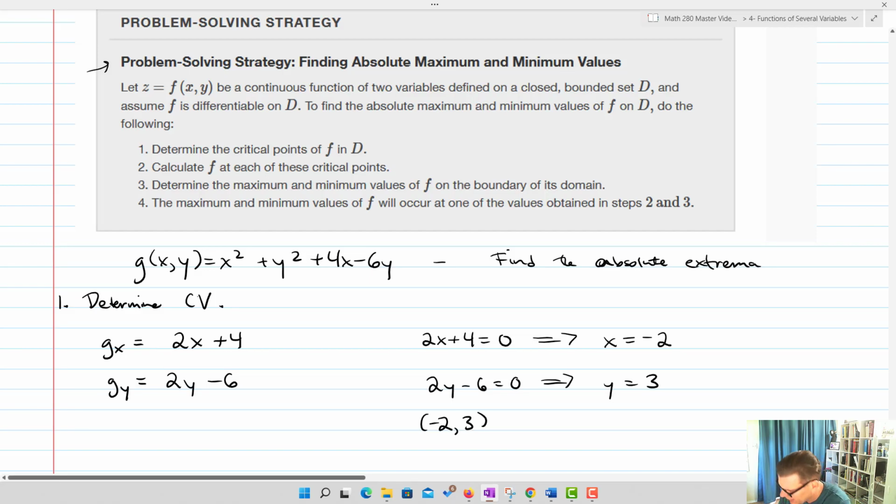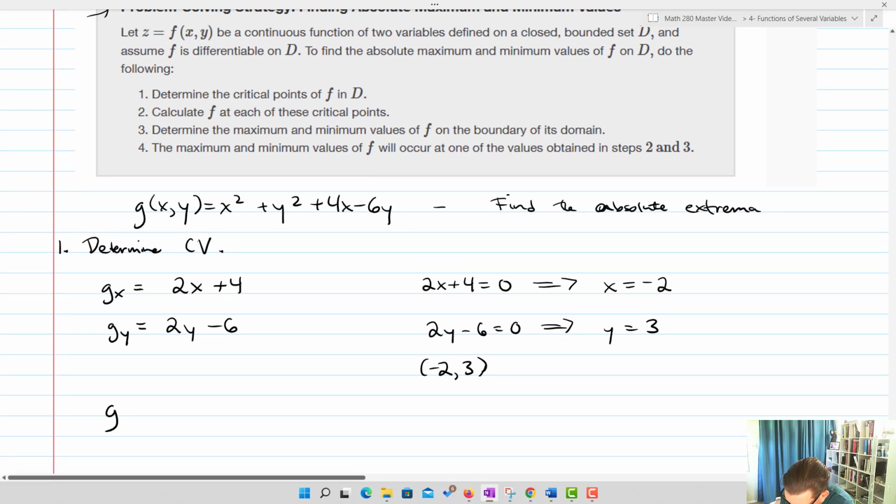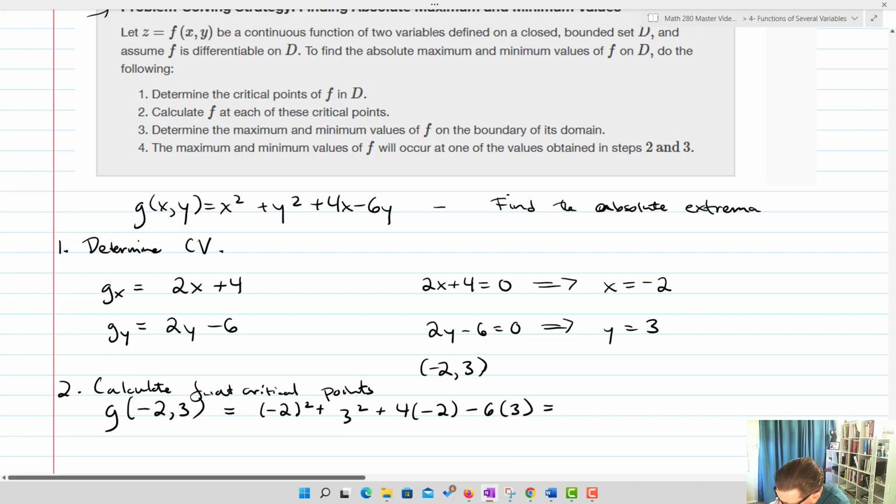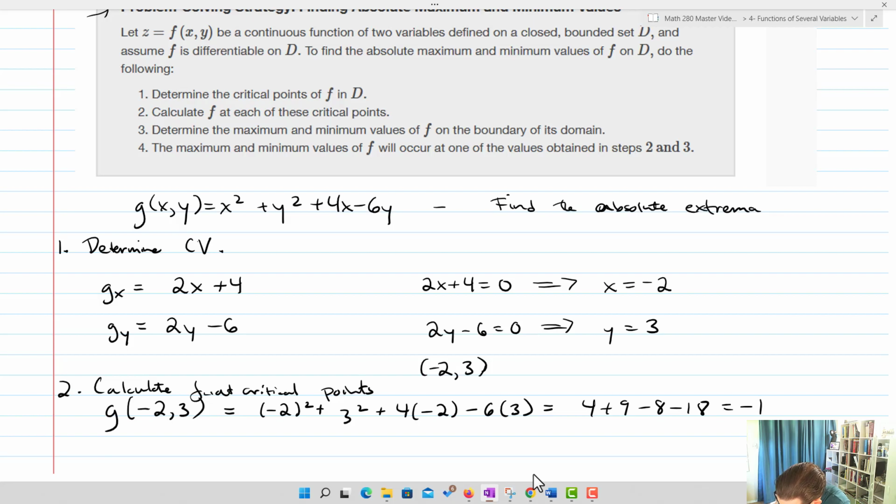Well, that's the point on the xy plane. We're actually going to have to look for the z. So I'm going to plug that in, g of negative 2, 3. And that's number 2, by the way: calculate f at the critical points. So g of negative 2, 3 is going to be negative 2 squared plus 3 squared plus 4 times negative 2 minus 6 times 3. So this is 4 plus 9 minus 8 minus 18, and that ends up equaling negative 13.